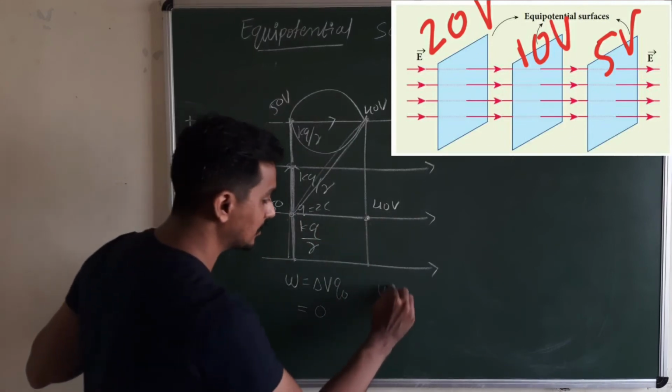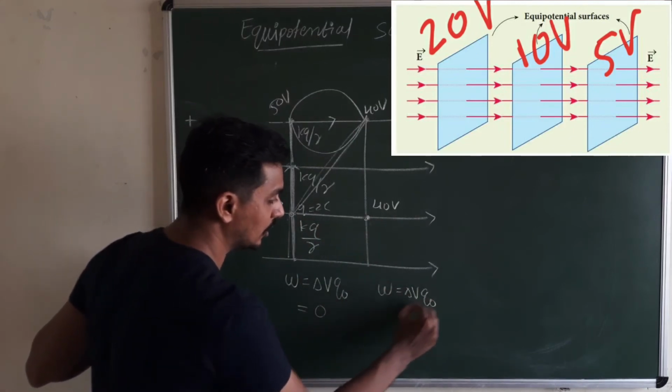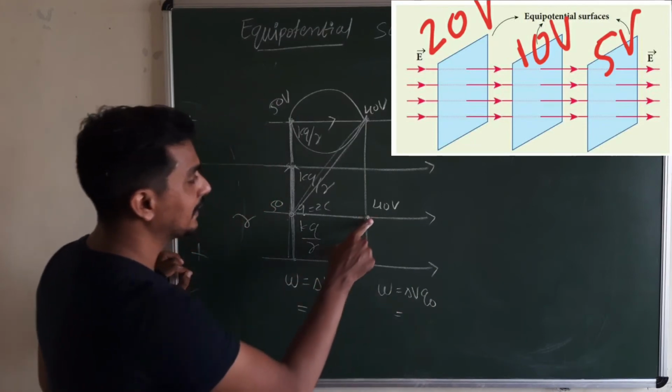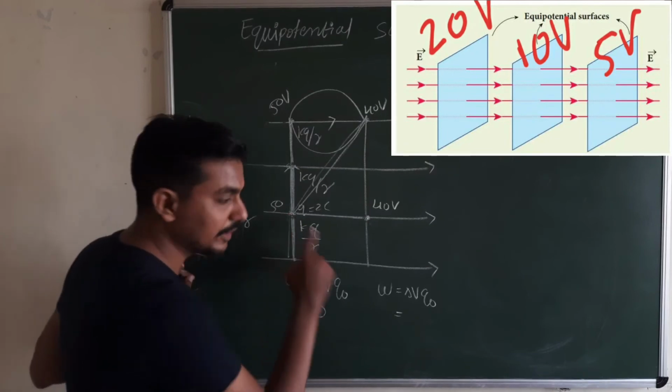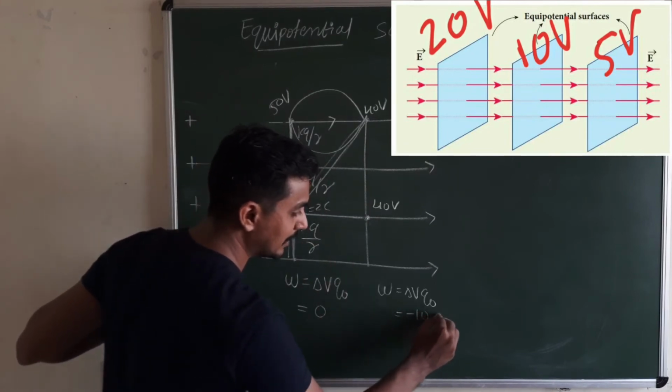So we know that W is equal to delta V times Q naught. Now what is delta V? Delta V means V2 minus V1, that is 40 minus 50. So it is minus 10 into 2, that is minus 20 joule.